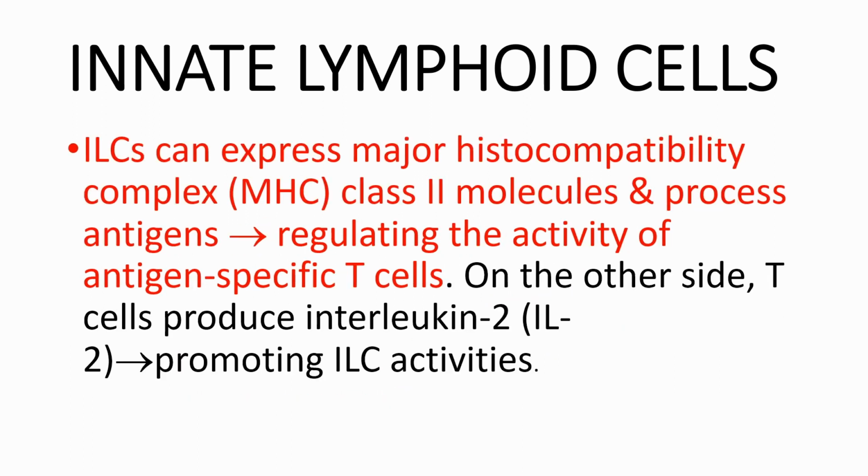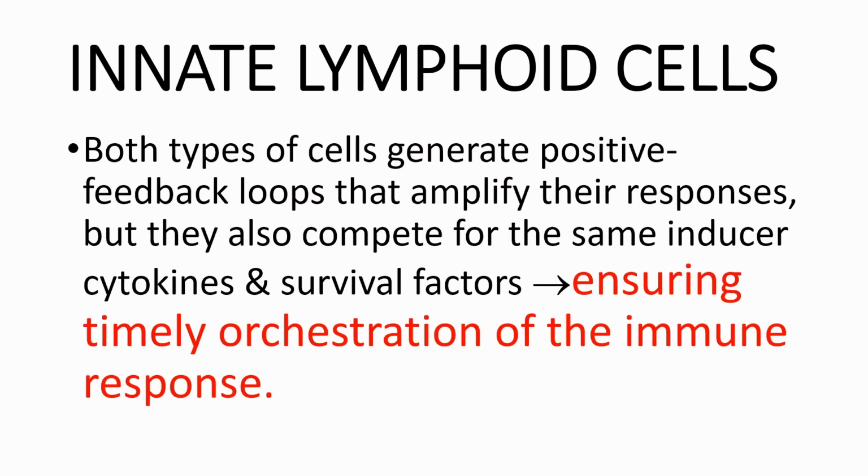Innate lymphoid cells have major histocompatibility complex class 2, so they can process antigens, and so they can regulate the activity of antigen-specific T cells. On the other side, T cells produce interleukin-2, promoting innate lymphoid cell activities. So both types of cells generate positive feedback loops that amplify their responses, but they also compete for the same inducer cytokines and survival factors. However, in this way, they ensure timely orchestration of the immune response.